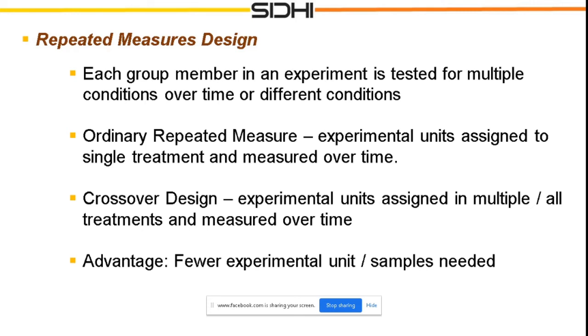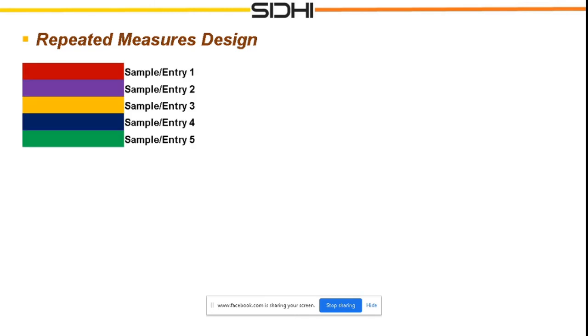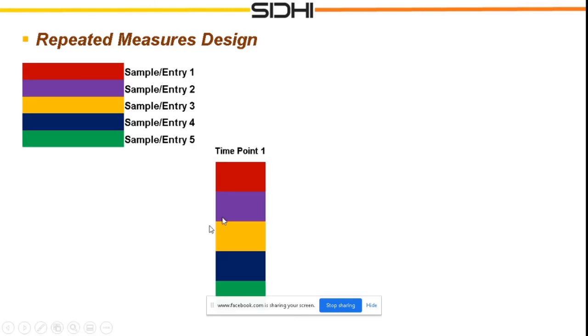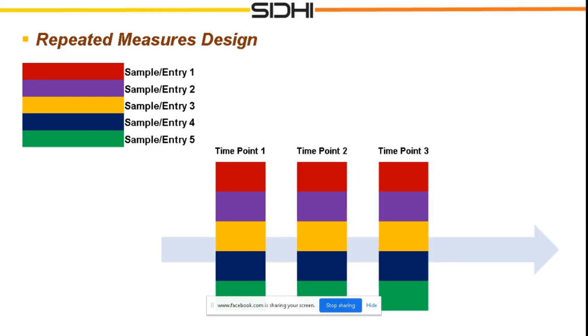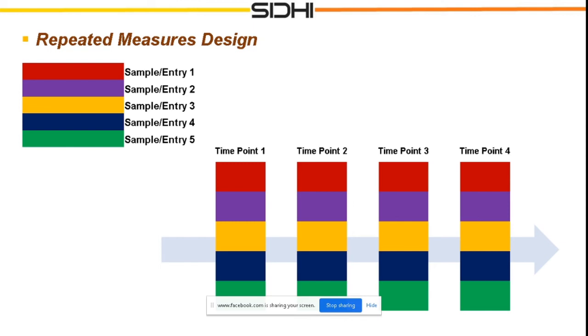So the advantage of repeated measures is that you need to have only fewer samples, so you save resources here. So how does it look? For example, you have 5 entries or 5 samples receiving the same treatment. You have time point 1, time point 2, going to time point 3, and time point 4. The time points, you will decide. Are you going to measure every day? Every other day? Every week? This is where your decision would come in.